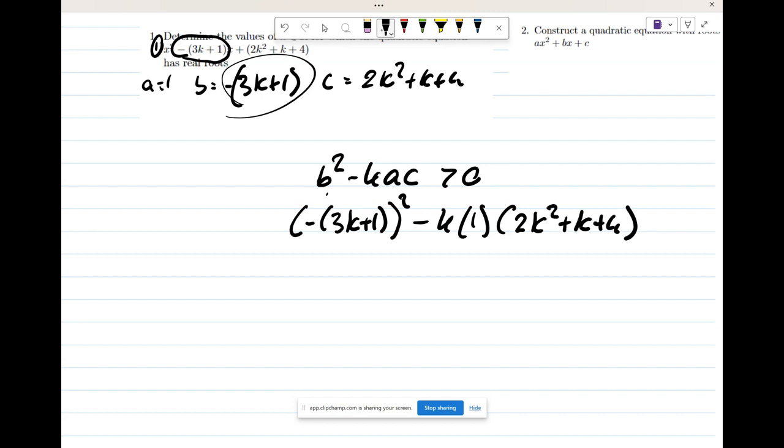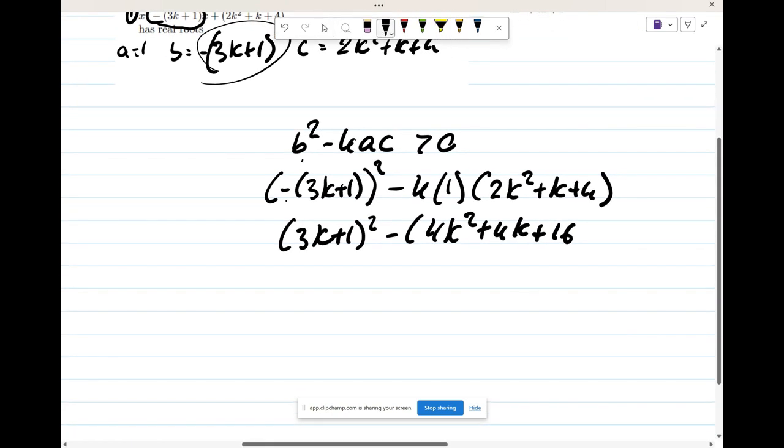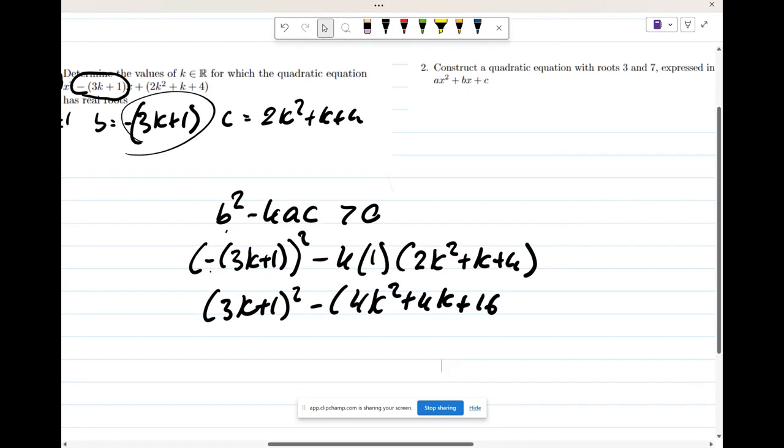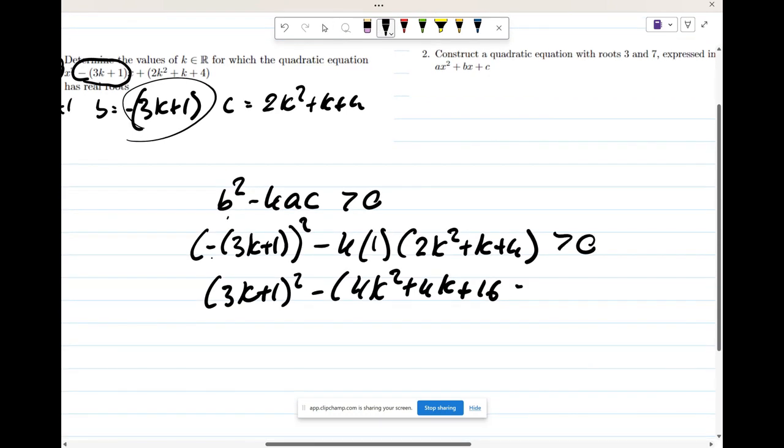When we square anything, if it's a minus number, it's just going to become positive, because a minus times a minus is positive. And we can just then square our bracket like this. And then we're going to multiply this 4 in. So 4k squared plus 4k plus 16. And all of this, we were saying, had to be greater than 0.